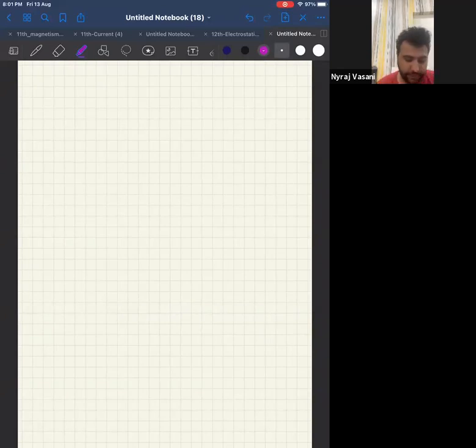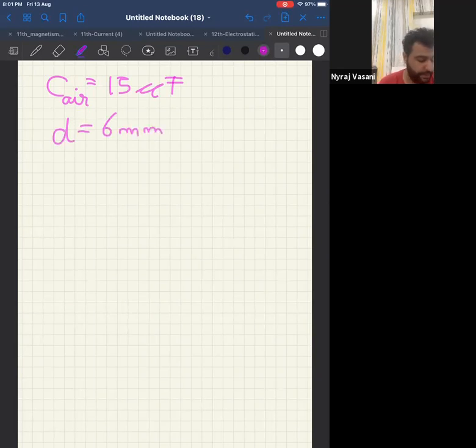The capacitance of an air capacitor, that means C of air, is 15 microfarad. Okay, this is the first thing given. Everyone clear with this? Continue. And the separation between the parallel plates is 6 millimeter.